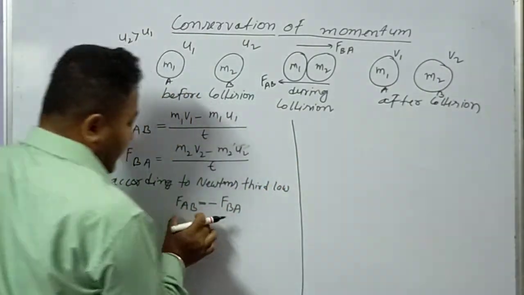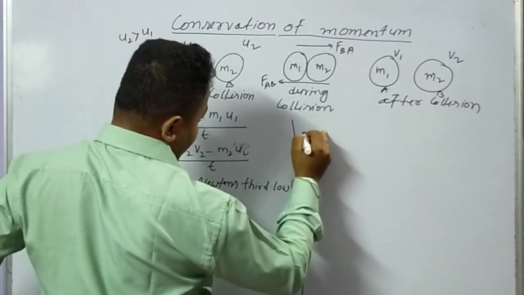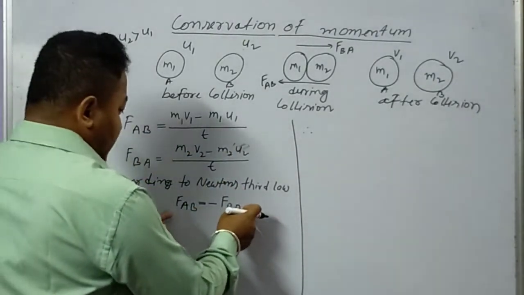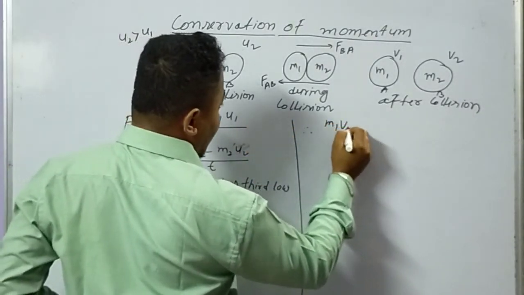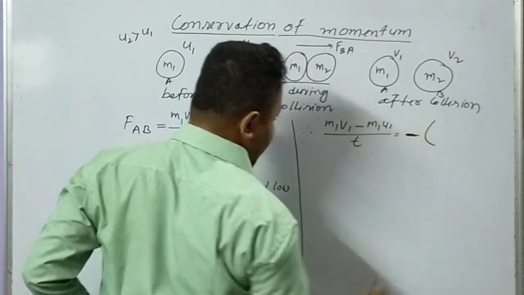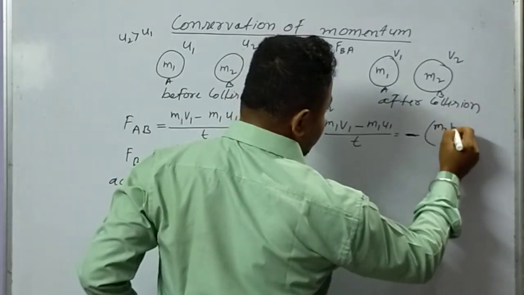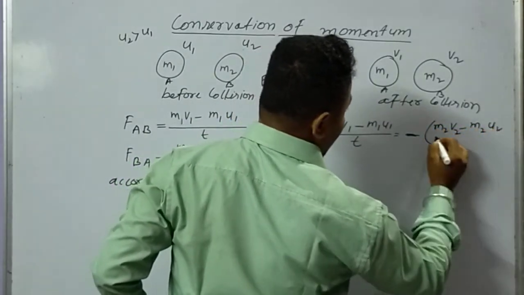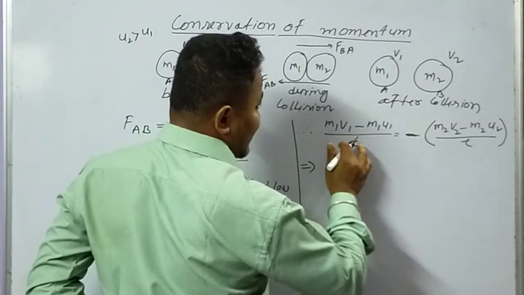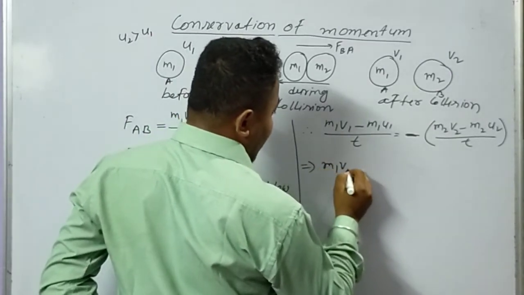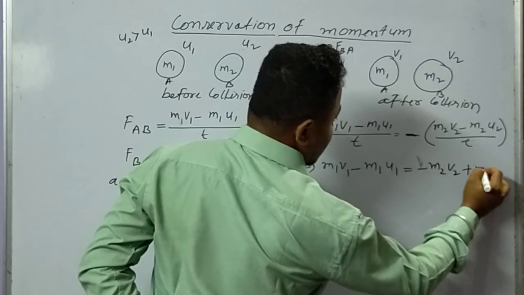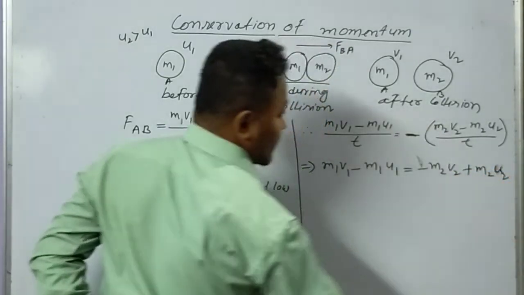So if FAB is equal to minus FBA, therefore in the place of FAB we put what we have found, and in the place of FBA we put these things. So from this particular equation we can write m1 v1 minus m1 u1 upon t is equal to minus m2 v2 minus m2 u2 upon t. If I further simplify, the t we can cancel out. So we'll have m1 v1 minus m1 u1 is equal to minus m2 v2 plus m2 u2.